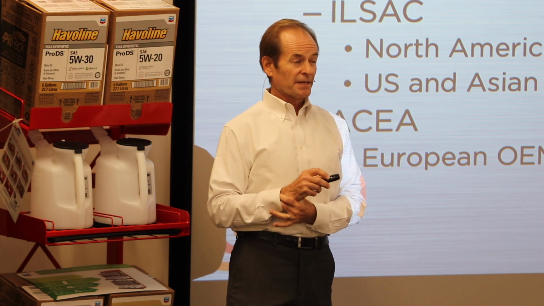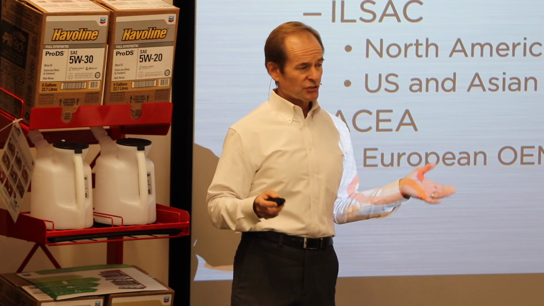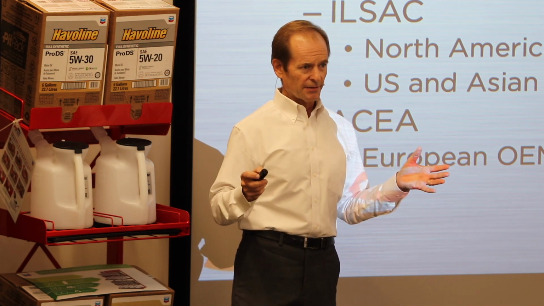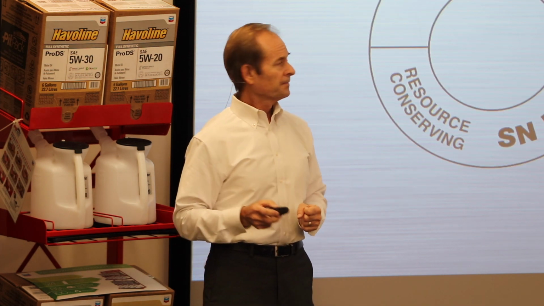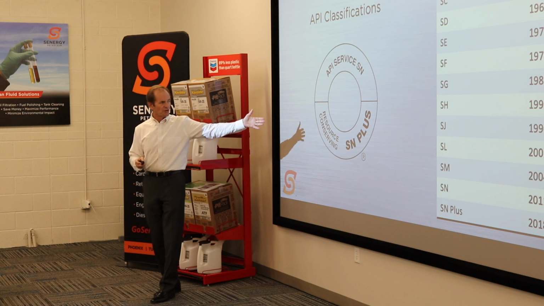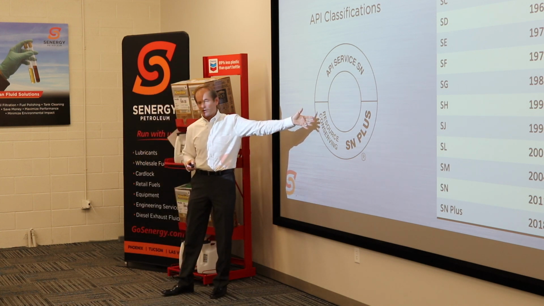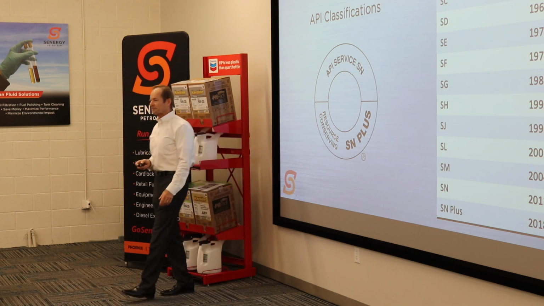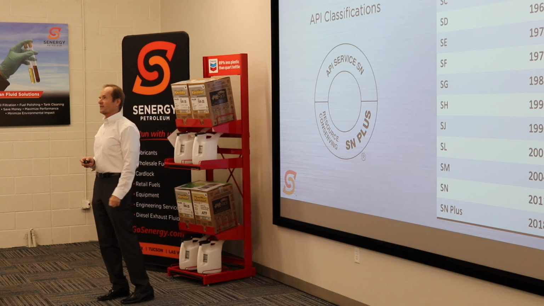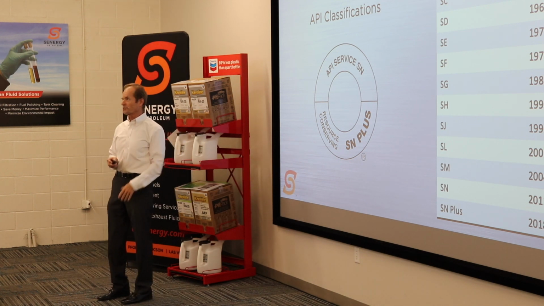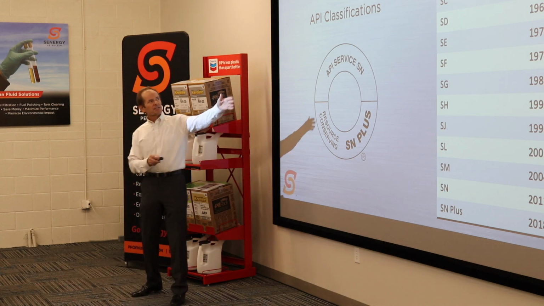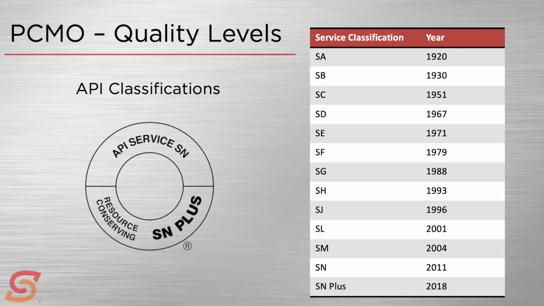Okay, so going back to what the API has, the API service classifications is how they determine quality. It's called the API service classification, largely shown in their trademarked donut. This is the service classification SN Plus being shown here, which is the most recent. And this is the timeline of the service classifications since the API has been involved with it.